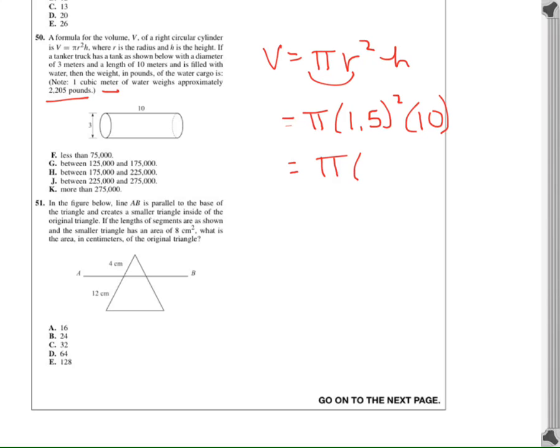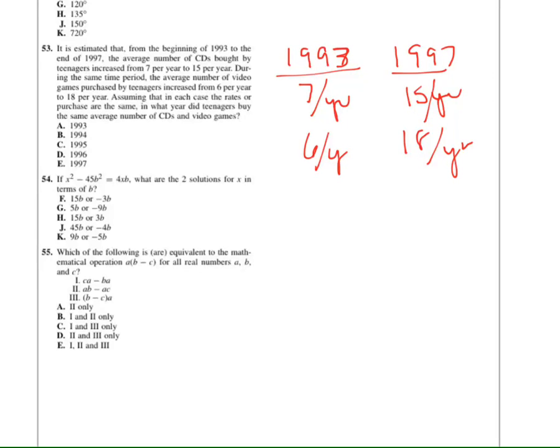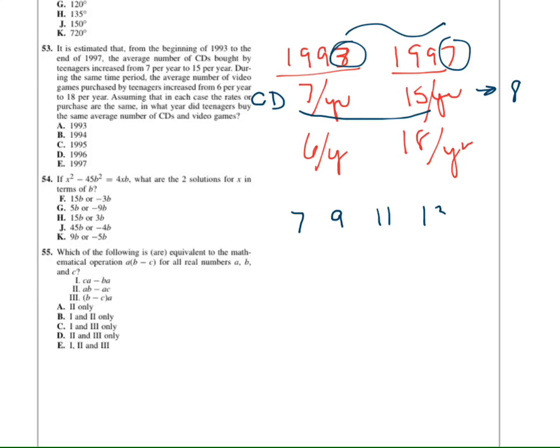this is pi times 2.25. Alright, so it looks like they went in, we'll put this in green so we can see it. Let's look at the CDs here. The CDs went from 93 to 97, so we can notice they went from 7 per year to 15 per year. That's an increase of 8 over a 4-year period. So they went 7, 9, 11, 13, then 15. This was 93, 94, 95, 96, and 97.